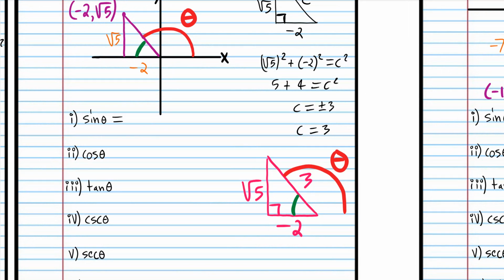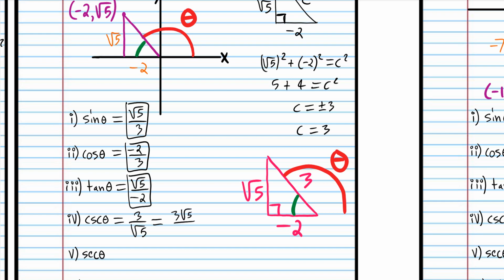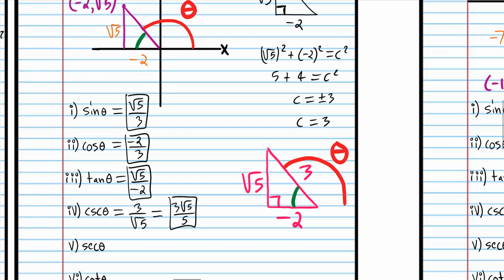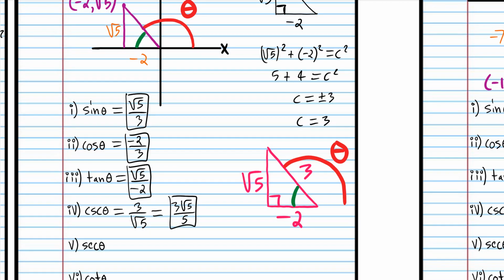So sine theta is the side opposite the green reference angle divided by the hypotenuse. Cosine is the side adjacent the green reference angle divided by the hypotenuse. Tangent theta is the side opposite the green reference angle divided by the adjacent side. Cosecant is the hypotenuse divided by the opposite side of the green reference angle. And we have to rationalize the denominator by multiplying both sides by √5.